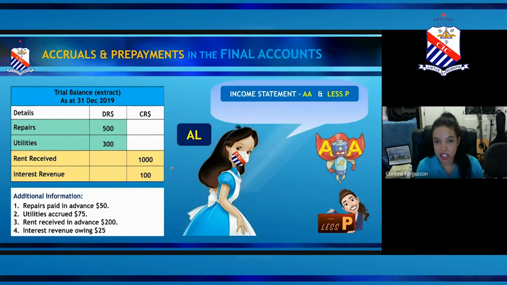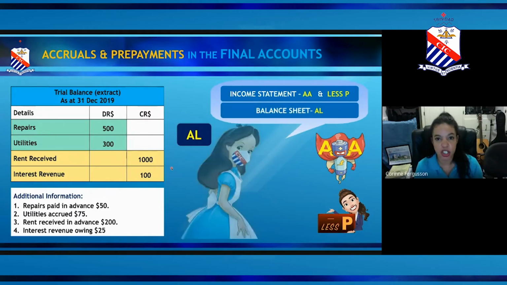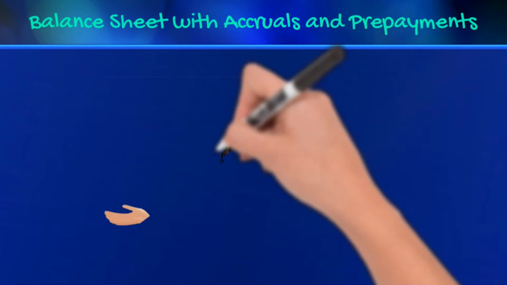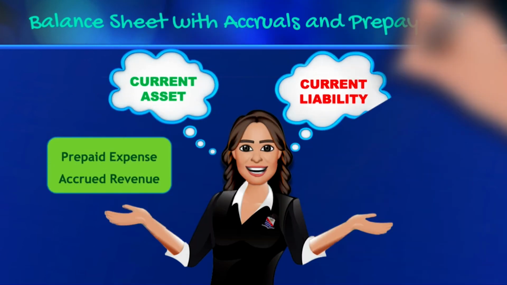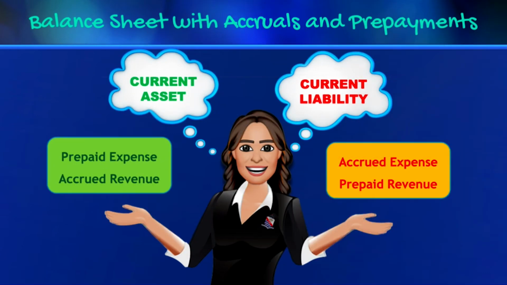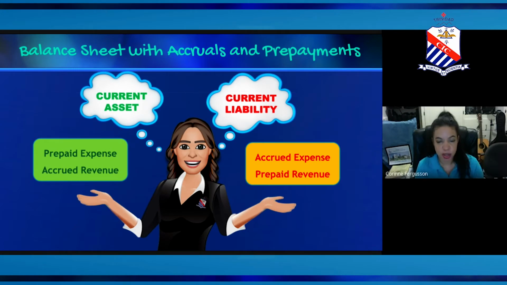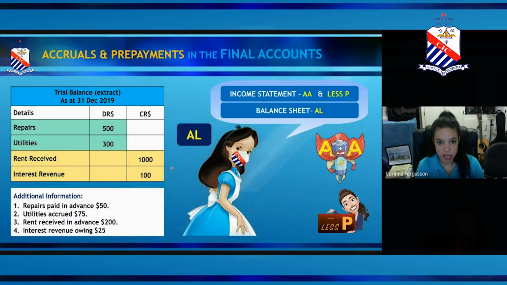But then for the balance sheet, you're not taking on Batteryman and Fergie, right? It is not about that. You've already done that where you've added and lessed. So you add your accruals, less your prepayments. When you go to the balance sheet, you are concerned about assets and liabilities, more specifically the current assets and current liabilities. The current assets where you have your prepaid expenses and accrued revenue, and your current liabilities where you have your accrued expenses and prepaid revenue. So that is what you're going to be focused on for the balance sheet, right?